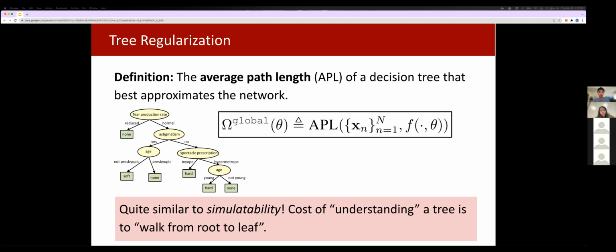Another way to think about its relationship to simulatability is that every additional increase in path length is an additional thing that I have to think about as a human to understand what the model is doing. Right? If I walk down a decision tree, if you add a decision node, I have to input extra cost to think about what it's doing. So a larger path length would mean that it's more costly for me to simulate as a human.